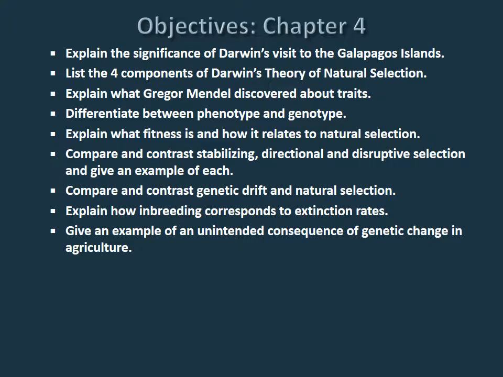The objectives for Chapter 4 are to explain the significance of Darwin's visit to the Galapagos Islands, list the 4 components of Darwin's theory of natural selection, explain what Gregor Mendel discovered about traits, differentiate between phenotype and genotype, explain what fitness is and how it relates to natural selection, compare and contrast stabilizing, directional, and disruptive selection and give an example of each, compare and contrast genetic drift and natural selection, explain how inbreeding corresponds to extinction rates, and give an example of an unintended consequence of genetic change in agriculture.